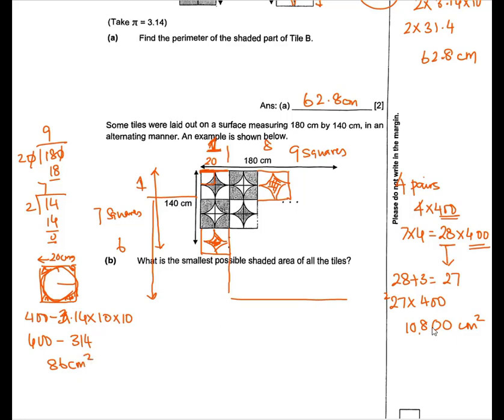So here we had 10,800 and you have 86. When you add these two, that gives the total area of all the squares. 10,800 plus 86 will be 10,886 cm square.